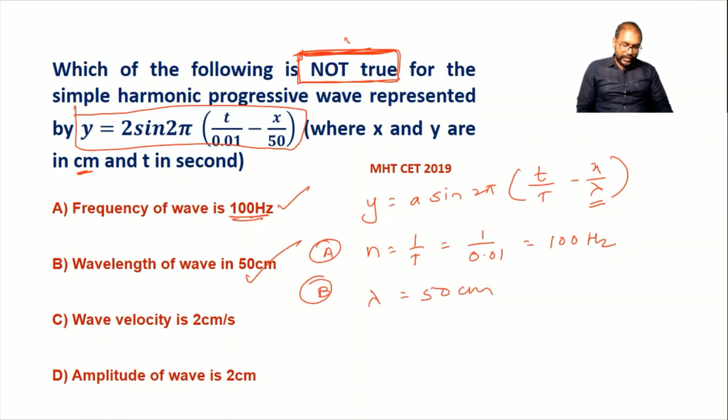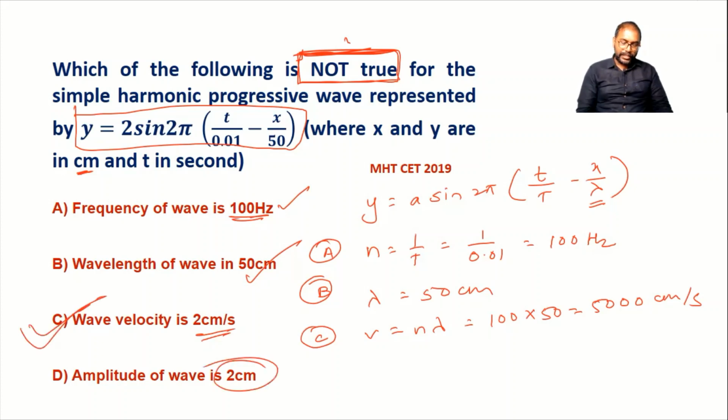Now next one is C. Wave velocity v is equal to n lambda. So 100 into 50, 50 multiplied by 100, is this much. So 2 centimeter per second is not right, and obviously this is the not true option. Obviously amplitude is 2 centimeter. You can see here it is written amplitude and here it is 2. So the right answer for this question is option C.